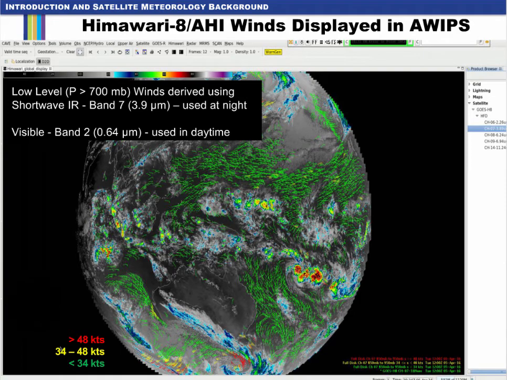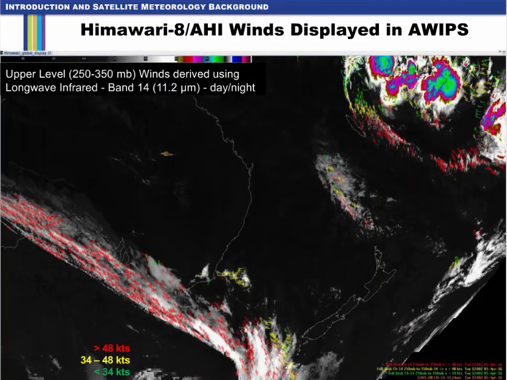How will derived motion winds be displayed in AWIPS? Low-level winds shown here are calculated for targets having a pressure of 700 millibars or greater. Vectors are computed from 3.9 micron shortwave infrared band 7 images during the night, and from 0.64 micron visible band 2 images during the day. Upper-level derived motion winds can be calculated using targets from 11.2 micron long-wave infrared band 14 images, as shown here, or by using 6.2 micron water vapor band 8 imagery.